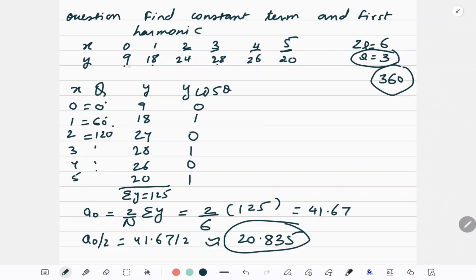Okay, by mistake I took the wrong value, it is 9, no? So wait, I'll change this column. This is wrong. Okay, so the first value is Y cos theta. Cos 0 is what? 1. Right? Cos 0 is 1 and 9. So 9. Correct? Second value will be what? 18 cos 60. So you have a calculator, calculate all these values. Same way you make the column for Y sin theta. Right? You make the column for Y sin theta as well. And then you add up all the values.